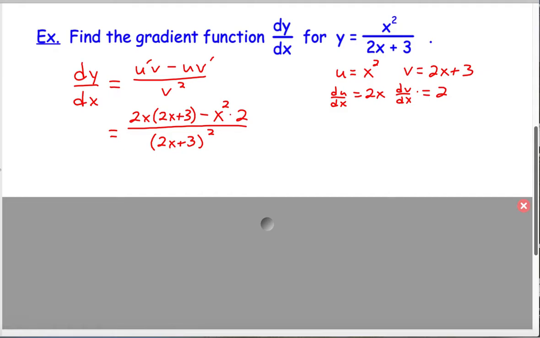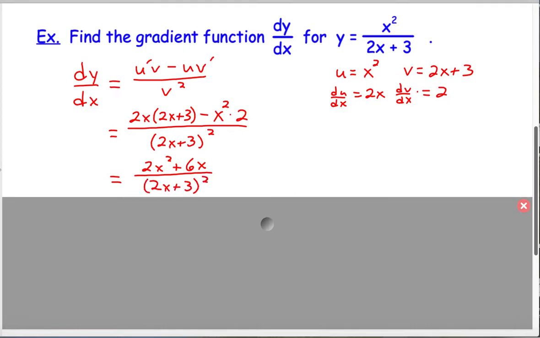Now we can clean this up a little bit. If I distribute in the numerator and combine like terms, I'm going to have 4x squared minus 2x squared gives me a 2x squared plus 6x, over 2x plus 3 quantity squared.